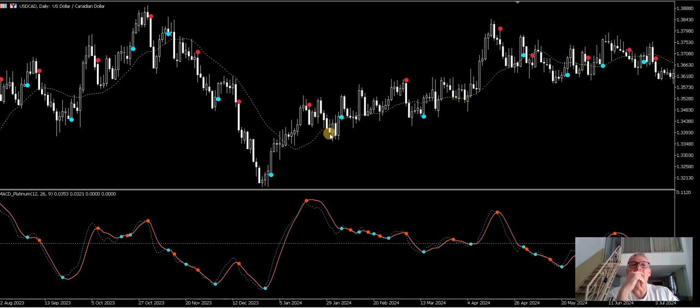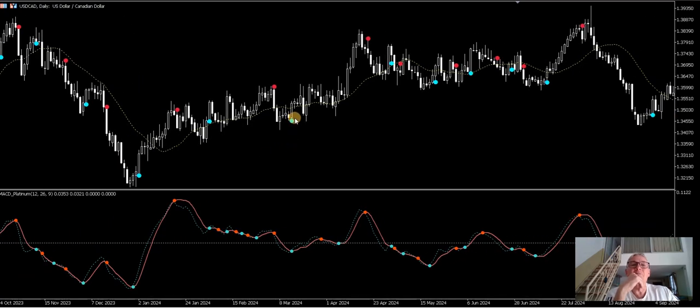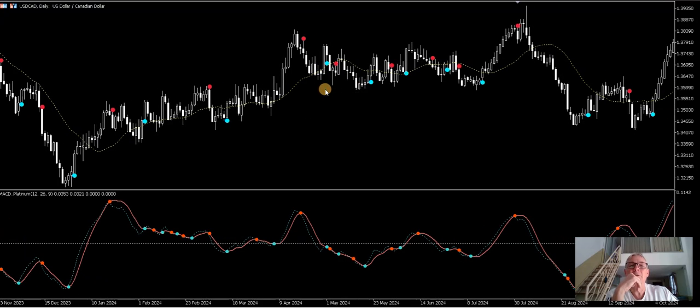Sell, probably out there on the moving average on the other side. That's not valid. Sell there. MACD Platinum through the zero level, out of that one. Is a valid buy. MACD Platinum through the zero level, so out of there somewhere. Sell. Closed on the other side of the MA20, so you're out of that one.